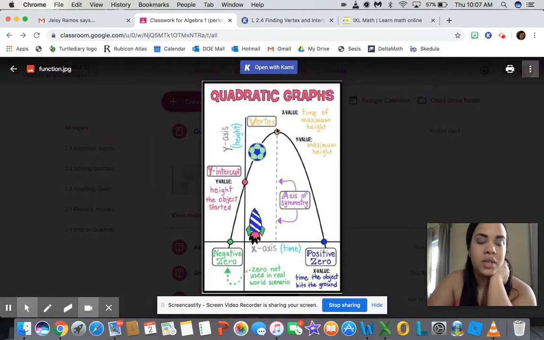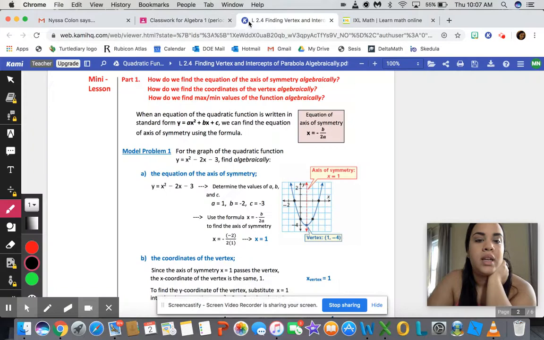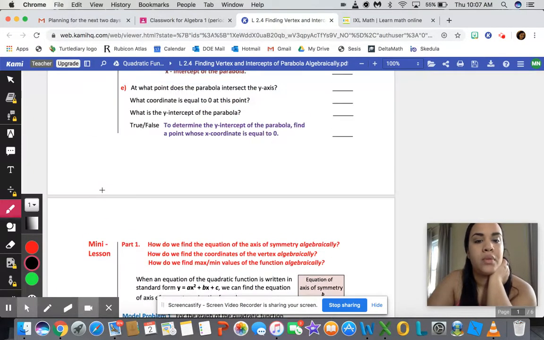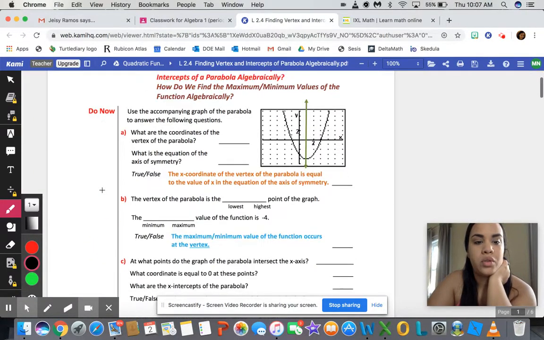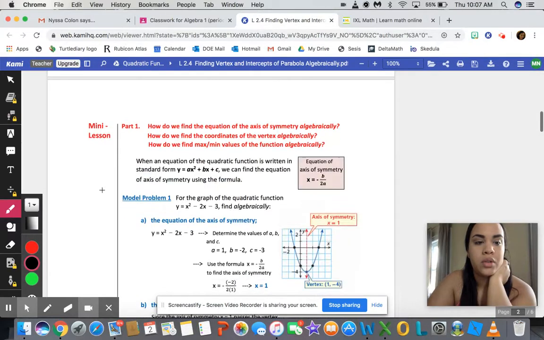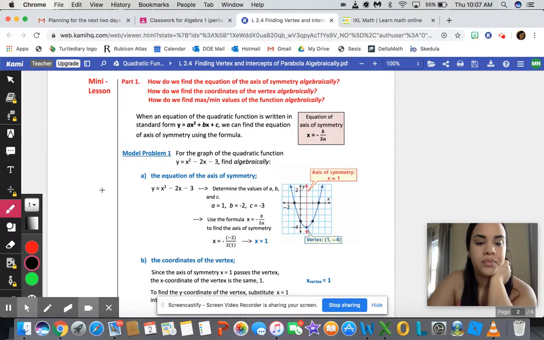So the vertex over here will be the highest value, and sometimes it will be the lowest value. So it's that turning point where the parabola makes that turn. Today in lesson 2.4, I'm not going to go over the do now. I'm going to scroll down and go over the mini lesson over here.